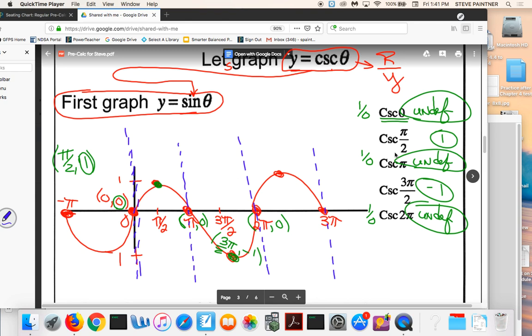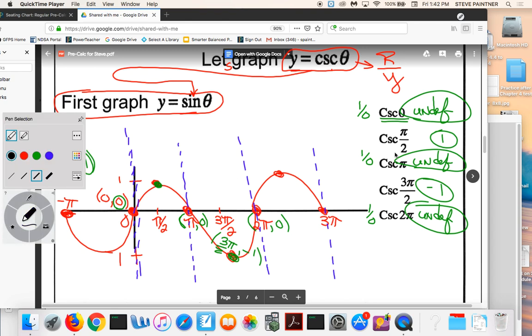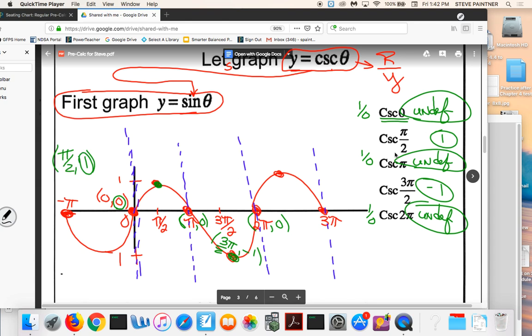So now, we're not done. We got to get cosecant. Well, where's cosecant going to be? All right, you ready? You have to think like this. I know cosecant of 0 is what? Undefined. So that created this. I know cosecant of pi over 2 is what? 1. See, that point is on cosecant and that point is on sine. So here's where sine and cosecant are equal to each other.